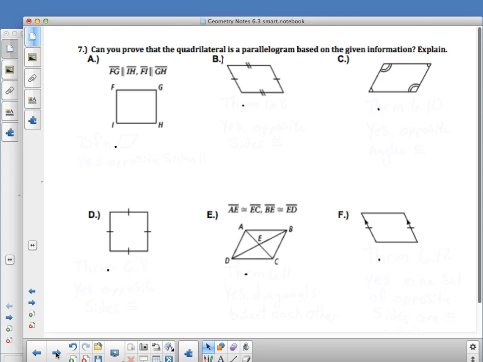Okay, so question 7 talked about, can you prove that the quadrilateral is actually a parallelogram? Notice you have a 4-sided figure and you're supposed to go through and decide, is it a parallelogram or isn't it? The grid that you just copied down is really a list of answers for you to connect with the question itself. So here I got opposite sides are parallel. Opposite sides are parallel. It is a parallelogram because by definition of parallelogram, opposite sides are parallel.